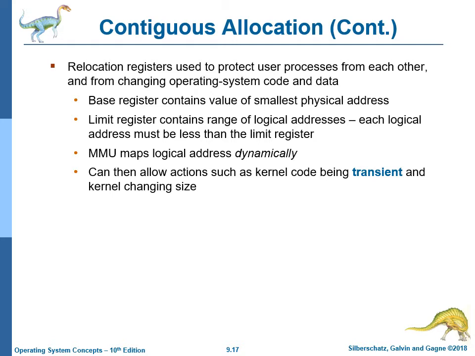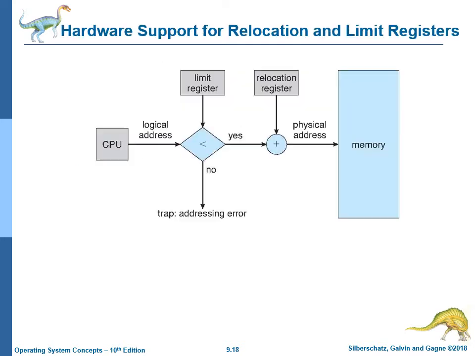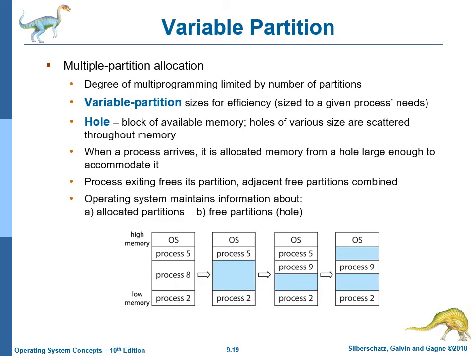So what it does is it puts the process in, as usual using the MMU to map from logical to physical address. The relocation register contains the value of the smallest physical address, and it is added to the logical address of the program. So it maps dynamically, allowing actions such as kernel code changing size. It is contiguous. The limit register is added with the relocation register, the base of the physical address. So it maps and adds. Normally this mapping is done sequentially.